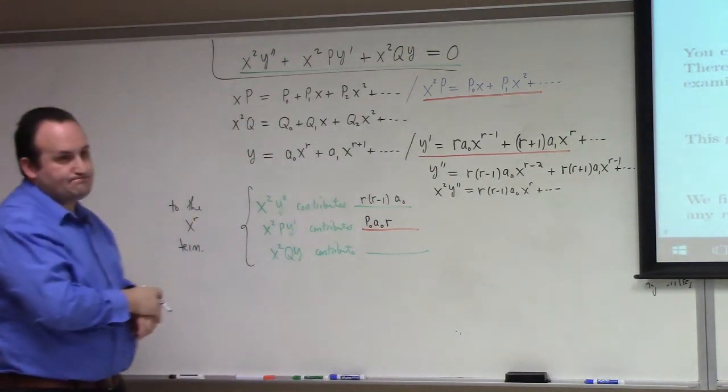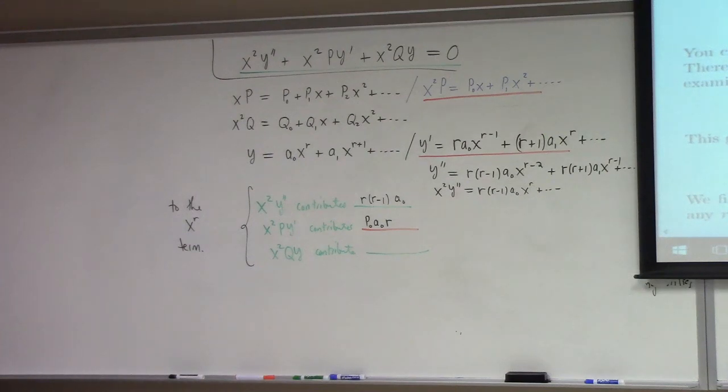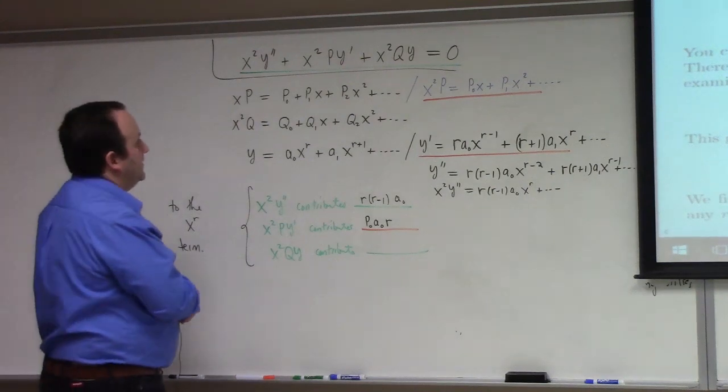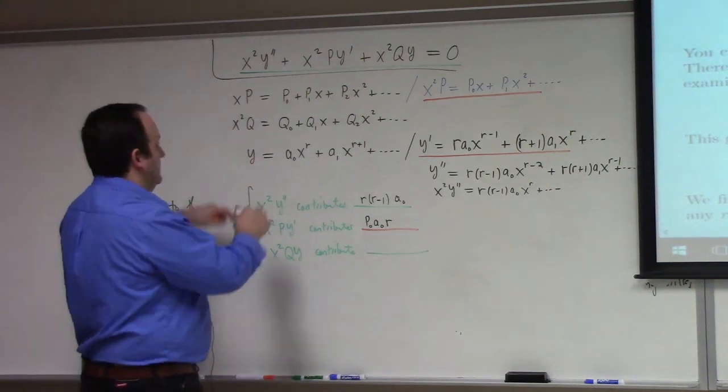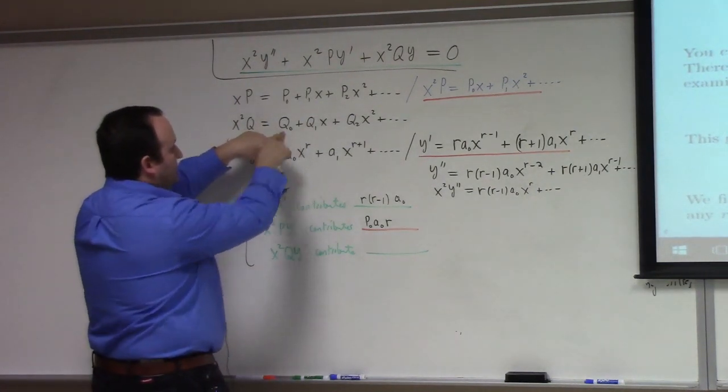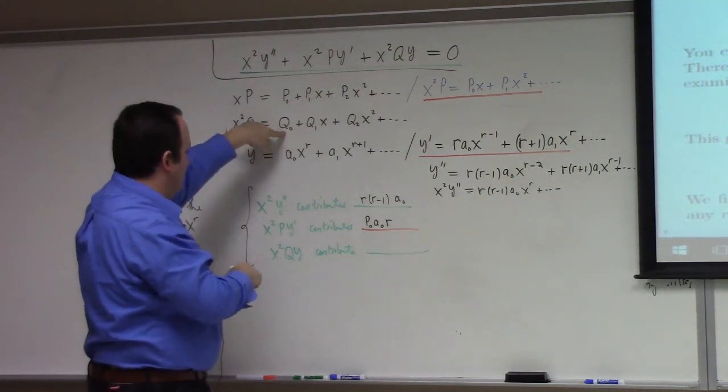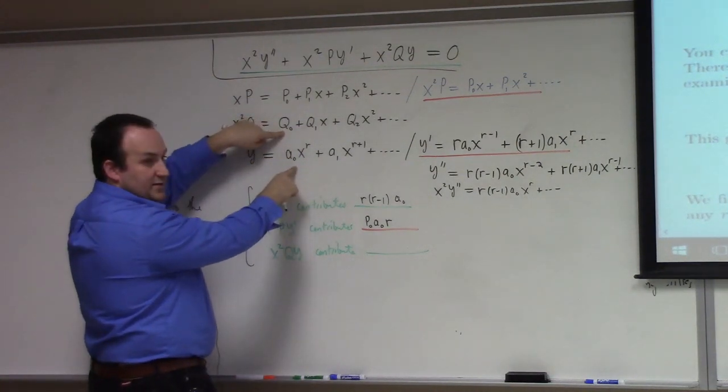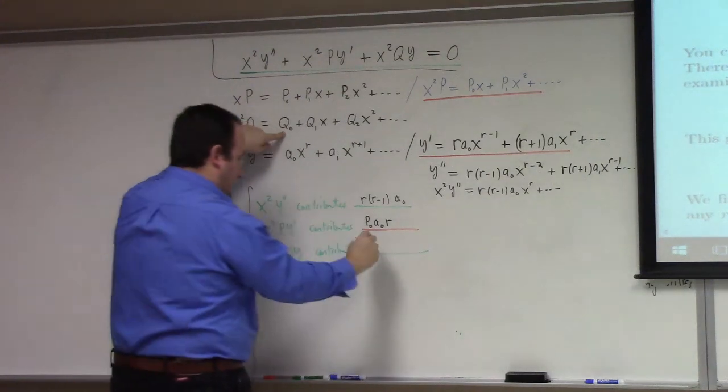Do you see that? Is there a reason why you switch the order? No, these are just numbers. Yeah. And then how about x squared q? x squared q y. So the lowest thing is q naught. What's the lowest thing in y? a naught. So we get plus a naught q naught.